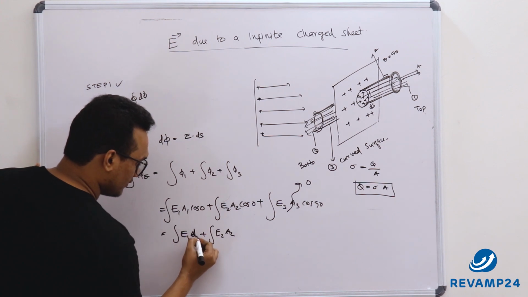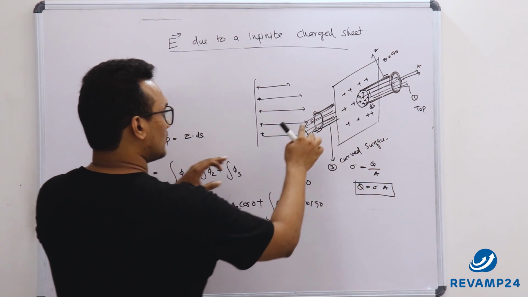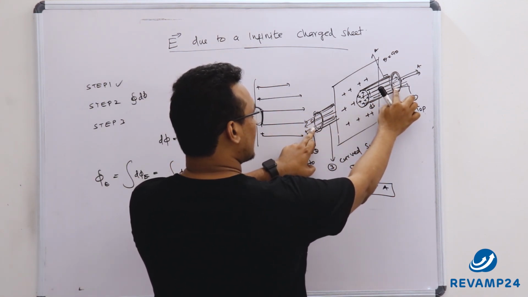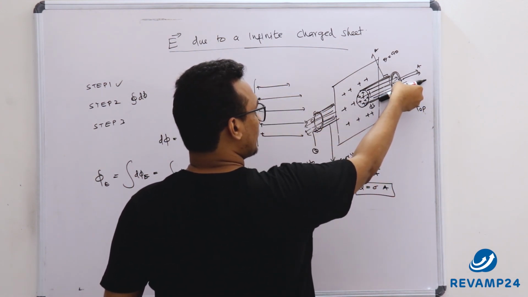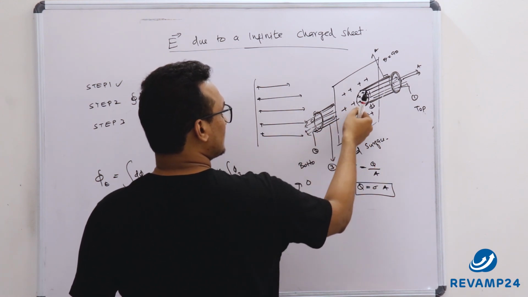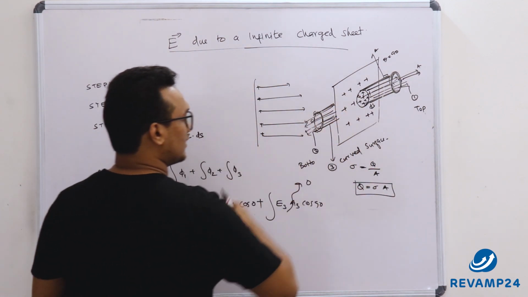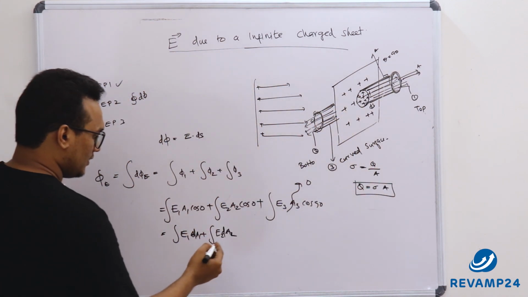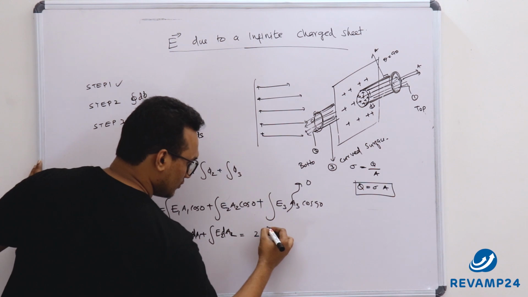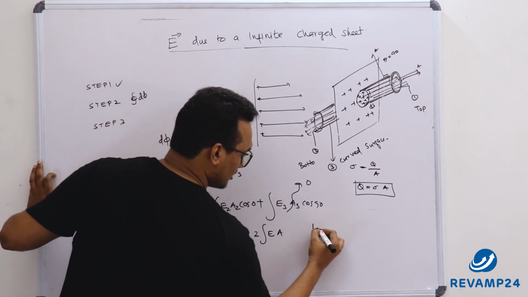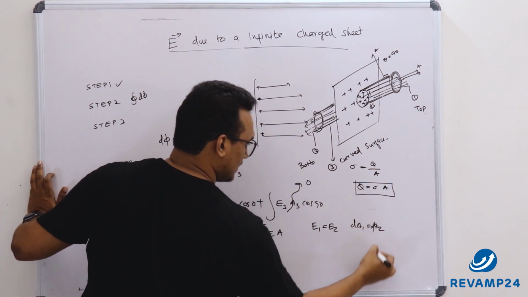Here the areas are dA1 and dA2, small areas, this one and this one. But we know that the electric field at this point and this point is the same, because if I am considering a portion r distance away from here, I am also considering a portion r distance away from here. So it is the same electric field, and even this area is equal to this area. Why? I have considered it that way. So I can take it as 2 into integral E dA. The reason is E1 is equal to E2, and dA1 equals dA2.